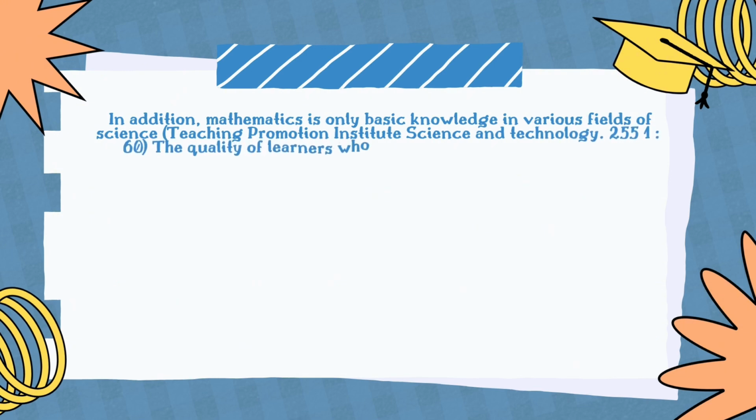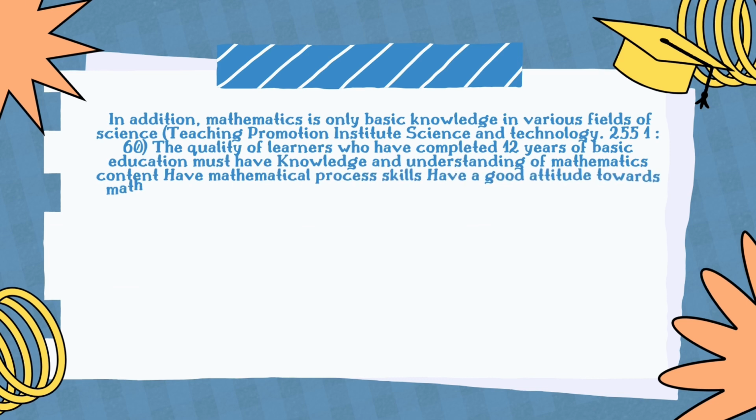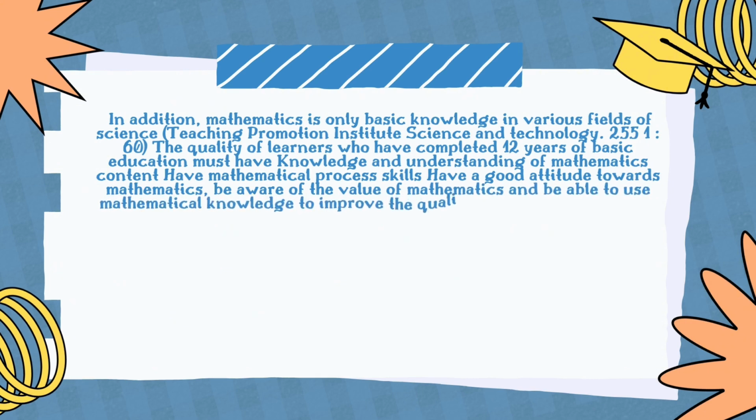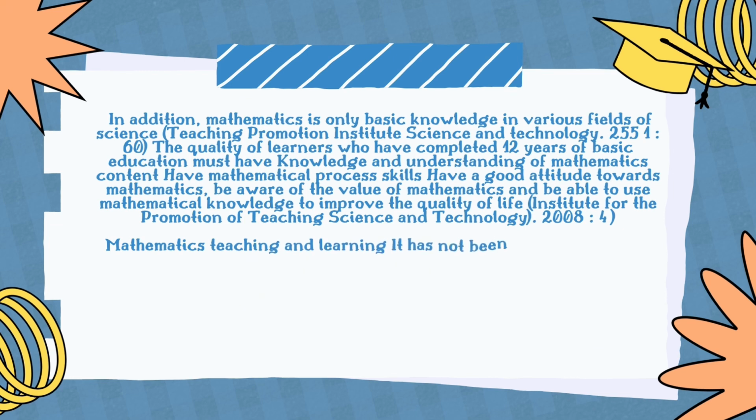The quality of learners who have completed 12 years of basic education must have knowledge and understanding of mathematics content, have mathematical process skills, have a good attitude towards mathematics, be aware of the value of mathematics and be able to use mathematical knowledge to improve the quality of life. Institute for the Promotion of Teaching Science and Technology.